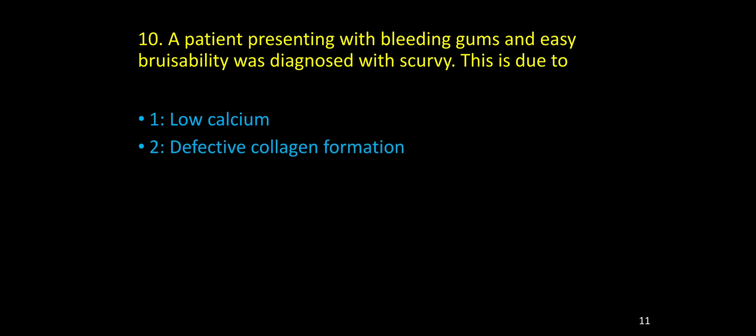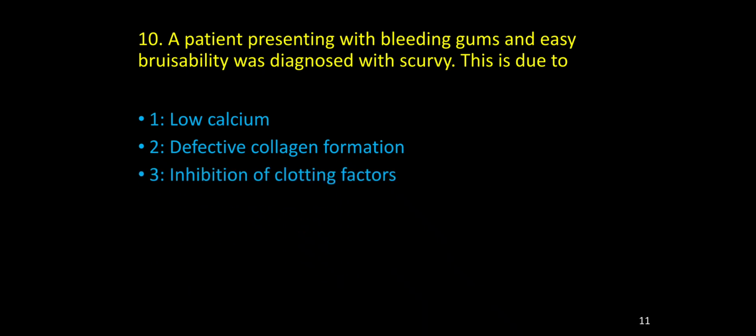Now another MCQ: a patient presenting with bleeding gums and easy bruisability was diagnosed with scurvy. So here the direct hint is given, that is scurvy, that is vitamin C, and you have to recall the vitamin C deficiency related condition. Now the options ask why it is occurring, why the bleeding gum and easy bruisability are occurring. Low calcium is not related with bleeding gum. Another option, defective collagen formation, is most likely the right answer.